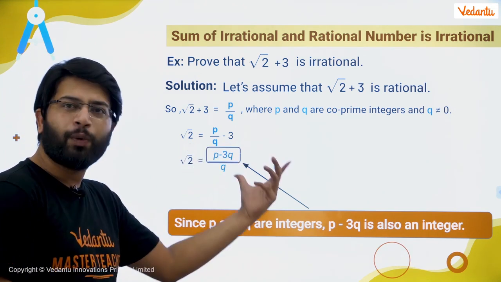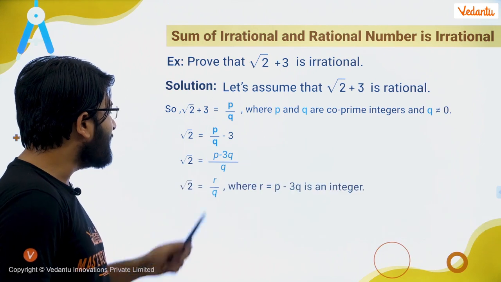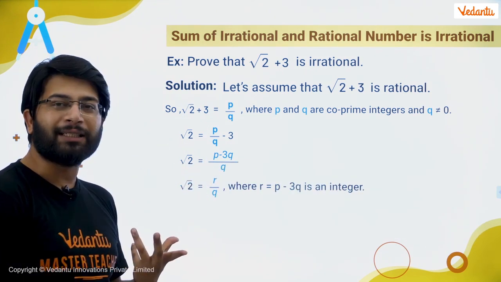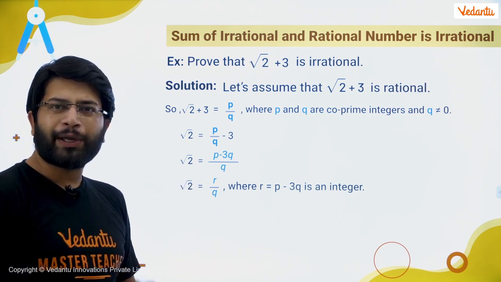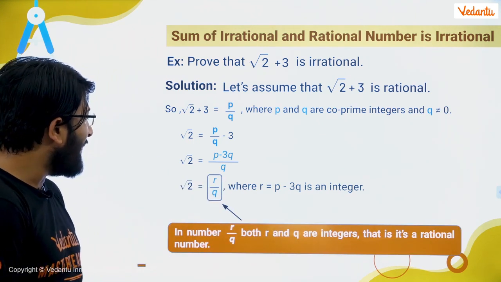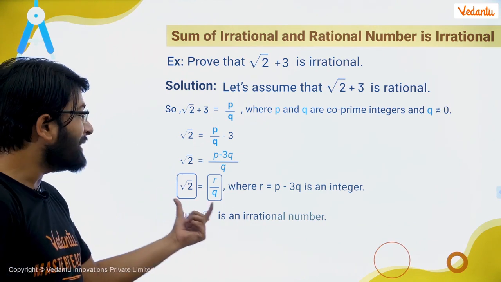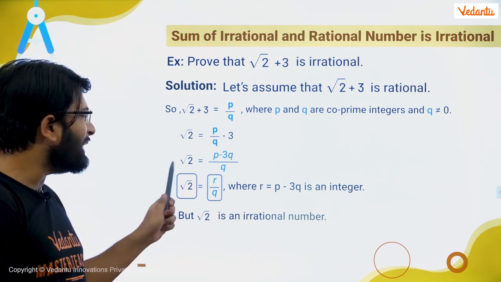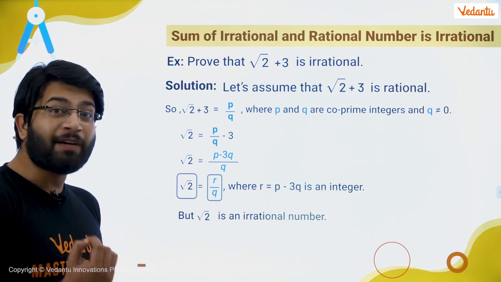Why? Because p and q are integers. So this can be written as r upon q, where r is an integer and q is an integer. So champ, this r upon q is the rational quantity, right? And this under root of 2 is an irrational quantity. And how is this possible? Irrational equal to rational. It is never possible, right?